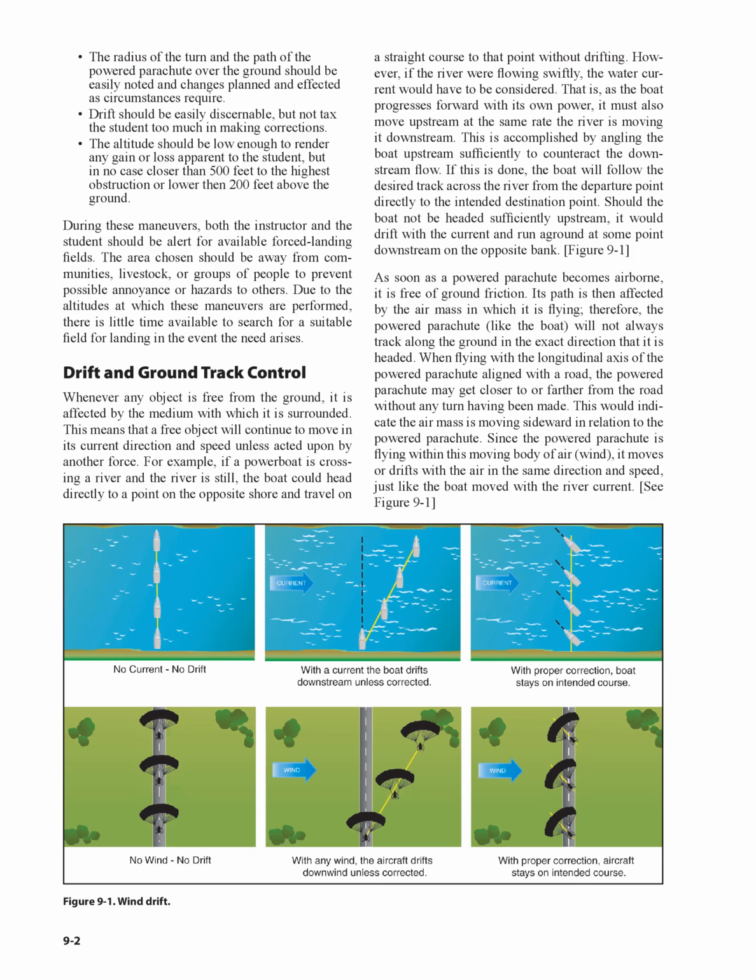The radius of the turn and the path of the powered parachute over the ground should be easily noted and changes planned and effected as circumstances require. Drift should be easily discernible, but not tax the student too much in making corrections. The altitude should be low enough to render any gain or loss apparent to the student, but in no case closer than 500 feet to the highest obstruction or lower than 200 feet above the ground.